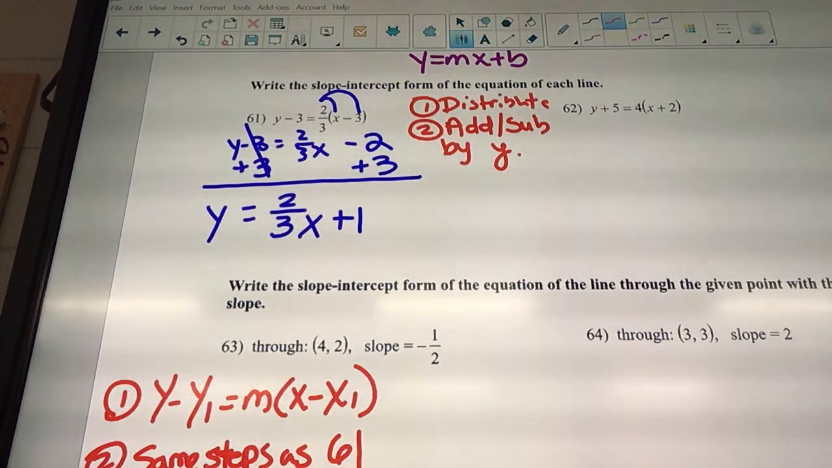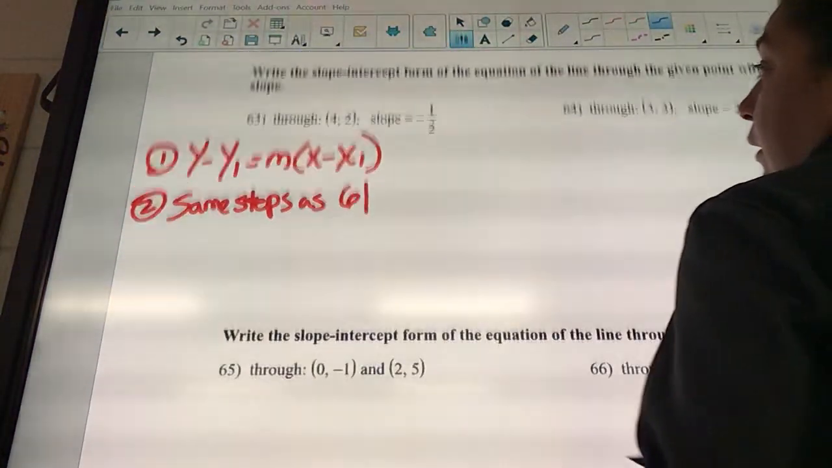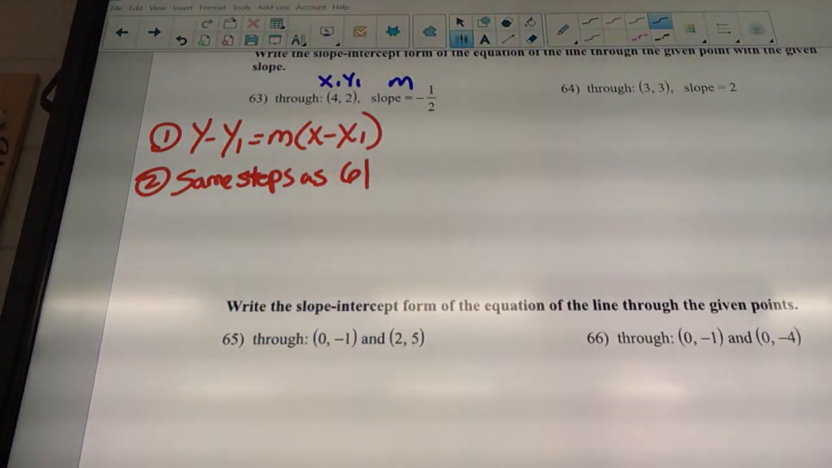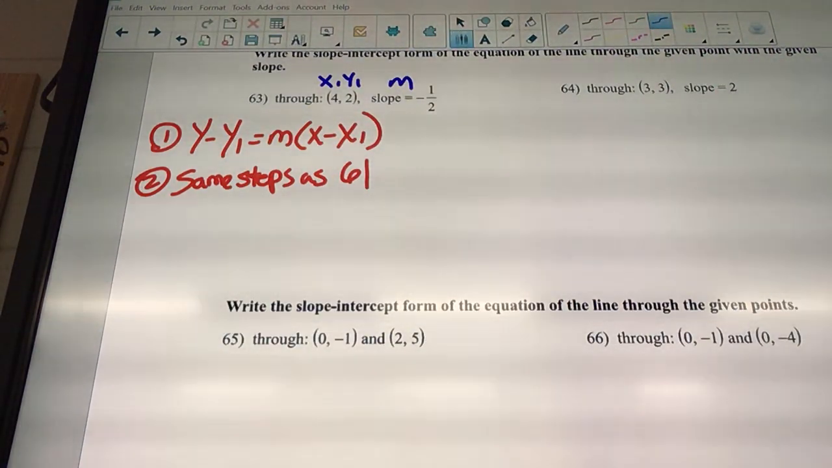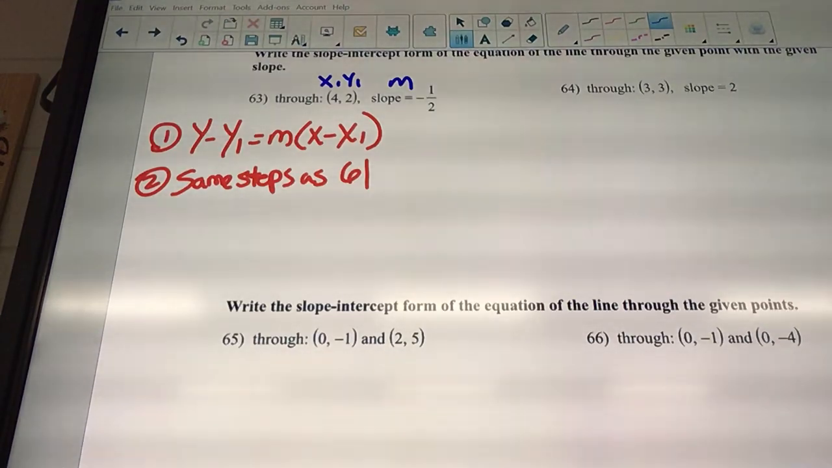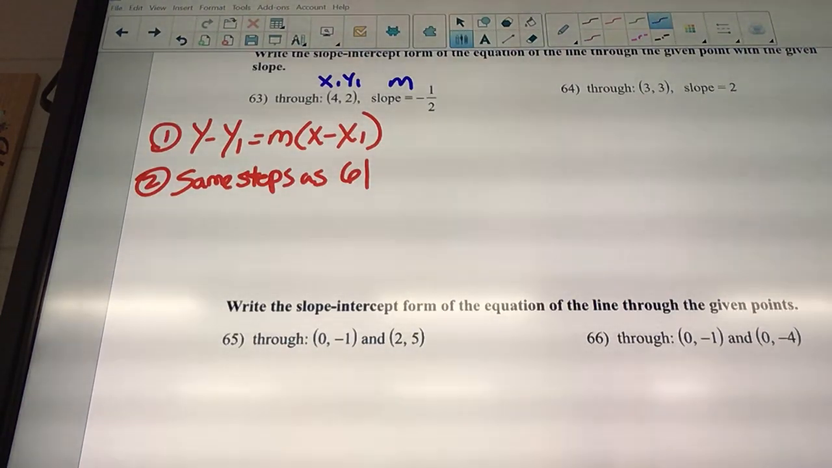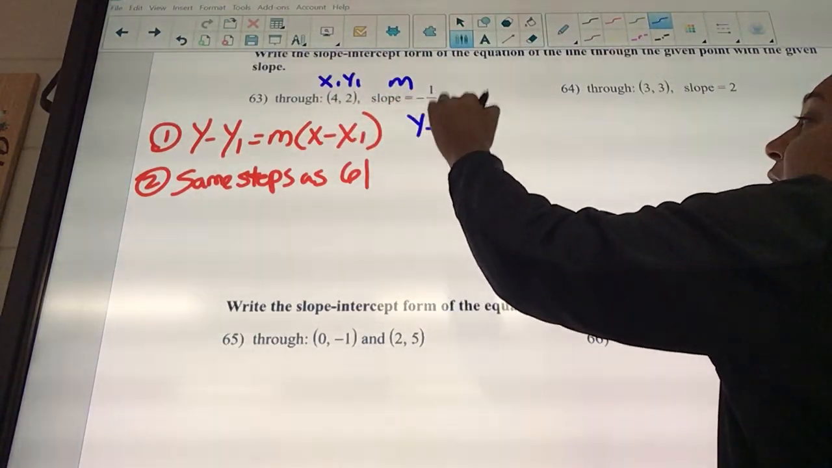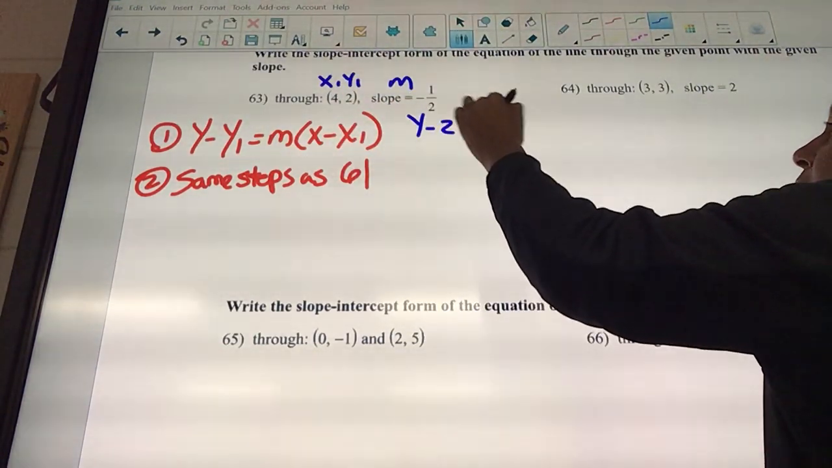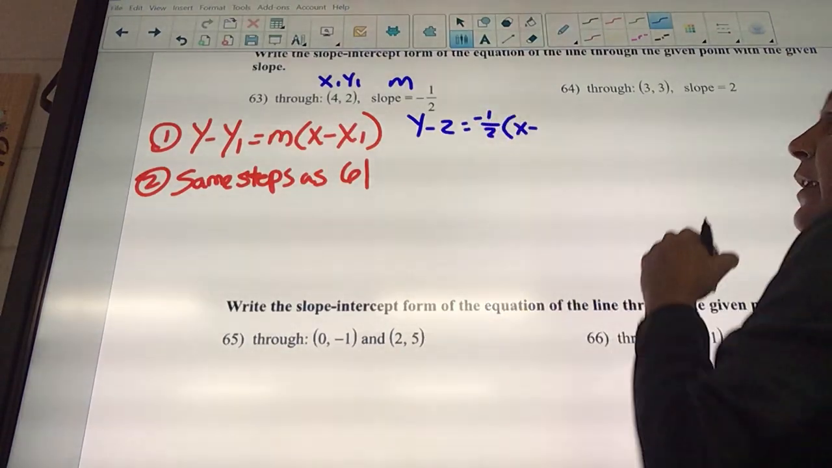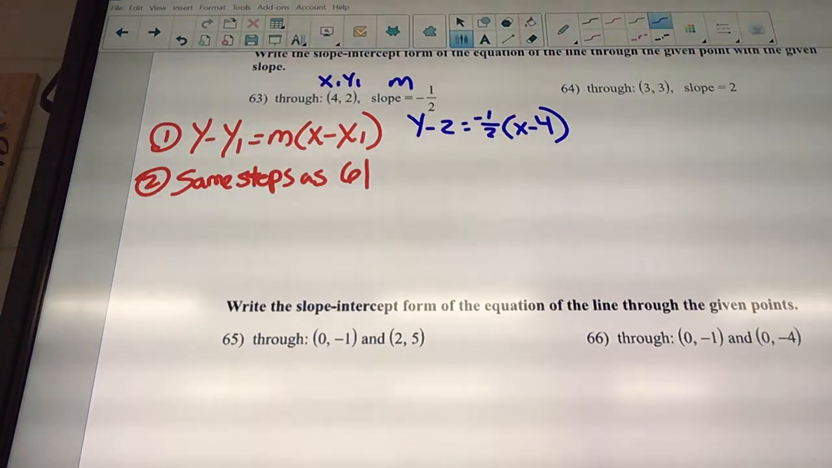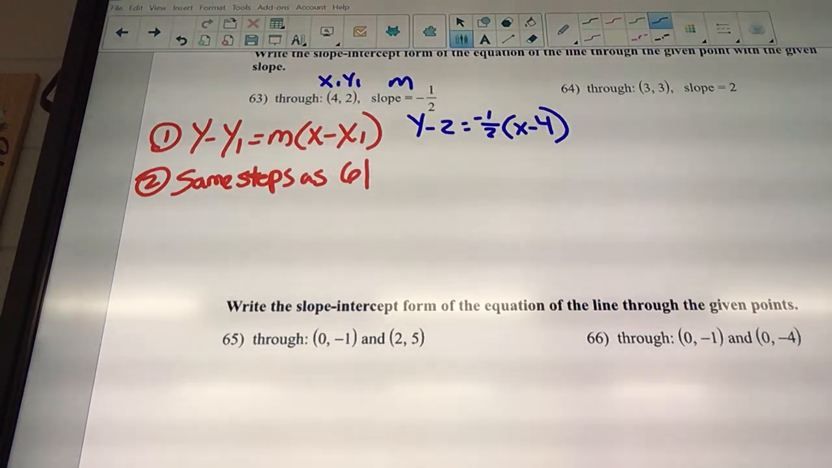And so we can go ahead and label this as x1, y1, and my slope is my m. So I got y minus, well, my y1 is 2, equals my m, which is -1/2, times x minus my x1, which is 4. And so this looks exactly like the problem above now.